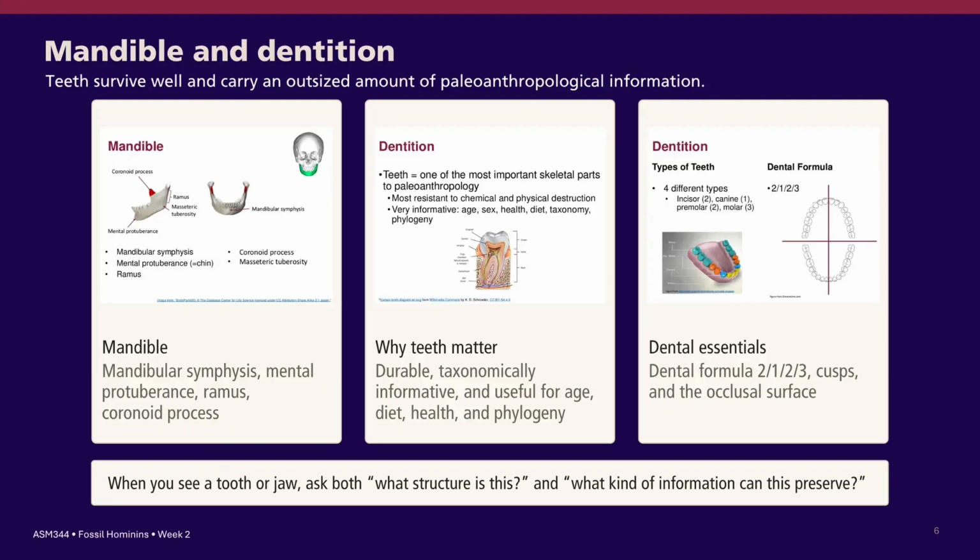Teeth are among the most durable elements in the skeleton. Teeth are great. They resist destruction better than most bones, which means they are common in the fossil record. Dental evidence can lead to understanding the age, health, diet, taxonomy, and phylogeny of the organism it belongs to. The human dental formula 2-1-2-3 tells you where the incisors, canines, premolars, and molars sit in the mouth of humans. On teeth, you need to know how to identify the occlusal surface, the chewing surface, and the cusps on a tooth.